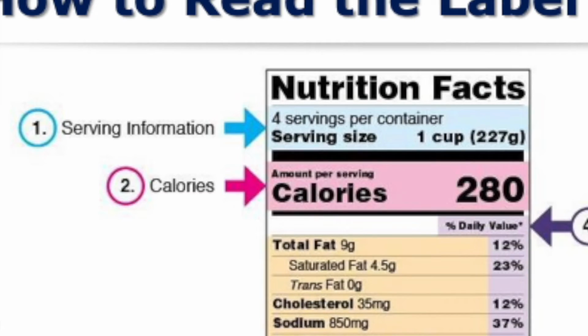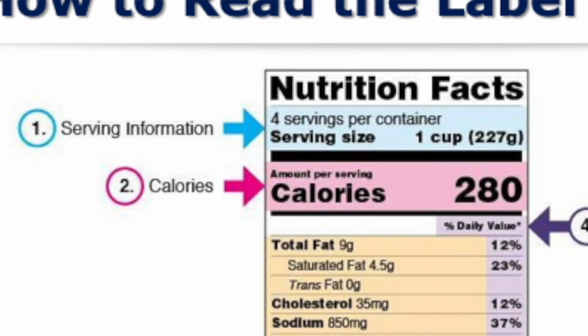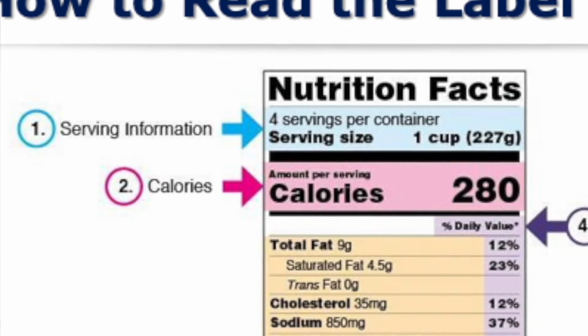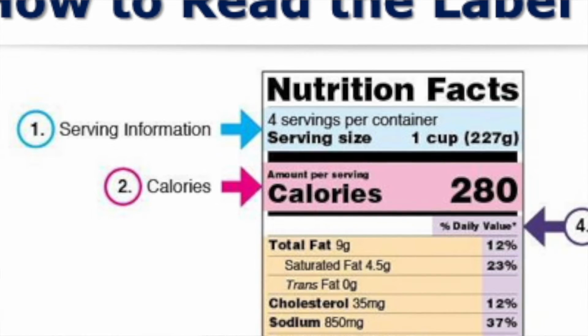So now we're moving on to the calories. As you can see, the calories are bold, in a larger font, and in this case, we're consuming about 280 calories for every 1 cup that we're consuming. Now we move on to the section of the nutrients.